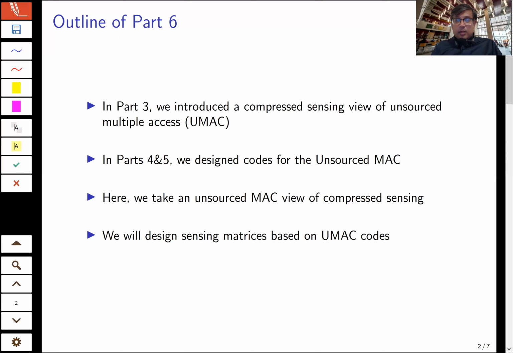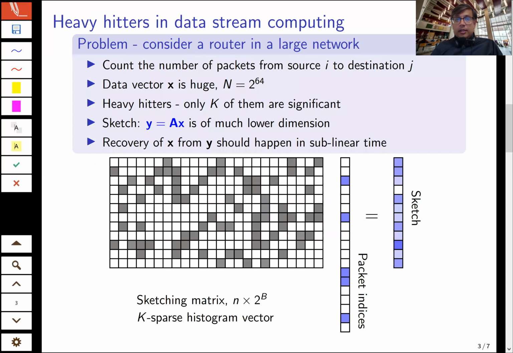And that's exactly what I want to do. And there is a very nice compressed sensing application where this makes sense. And this is the problem of heavy hitters in data stream computing. So if you're not familiar with this problem, the problem is the following. Think about a router in a network. Suppose the router wants to count how many packets are flowing to any given destination from which sources.